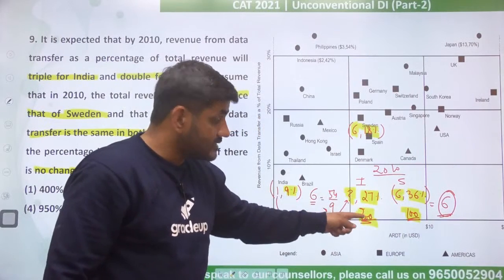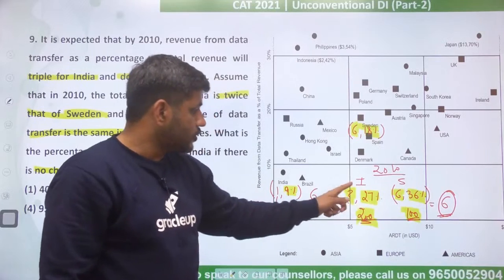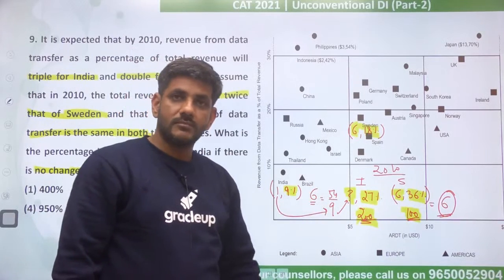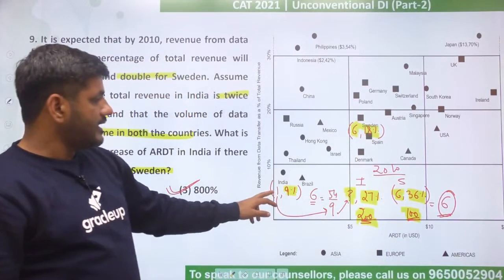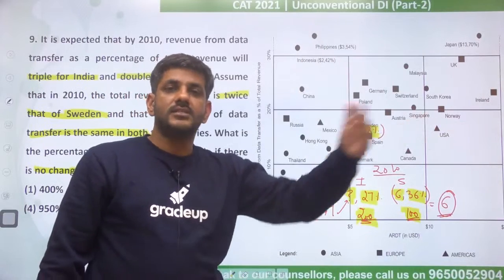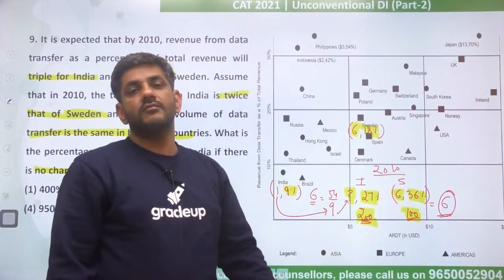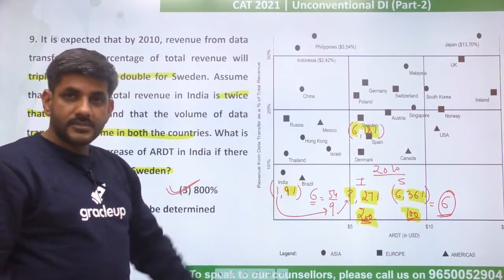But 27% this time 200 ka, which is 54. And 54 by question mark is 6. So what should be that question mark? It is 9. So ARDT of India becomes 9. ARDT of India was 1. It has become 9 times, or you can say increased by 800%, from which we got the answer. ठीक है जी? I hope it is clear now. अब समझ आ गया होगा.